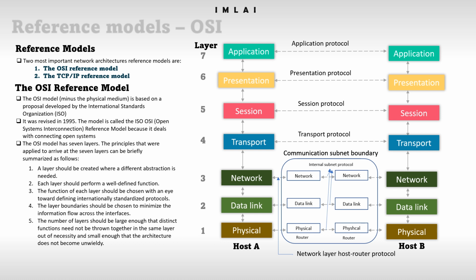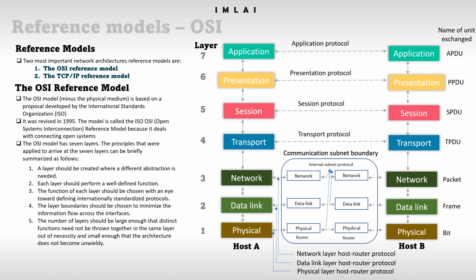Now let us try to understand each and every layer of the OSI reference model. We'll begin with layer 1, that is the physical layer. Then what is the physical layer?